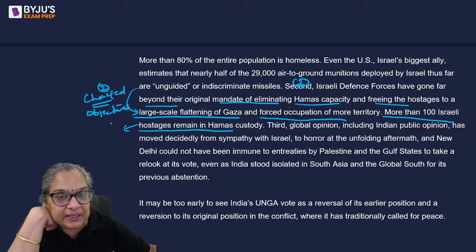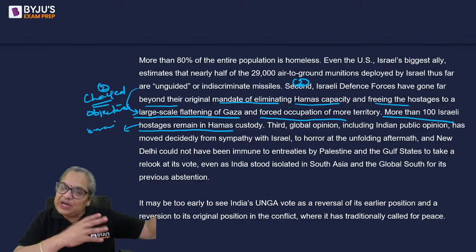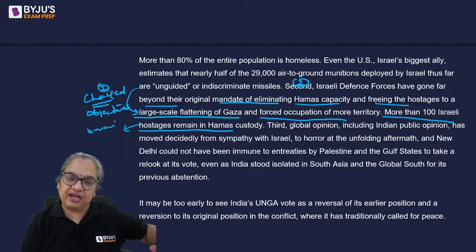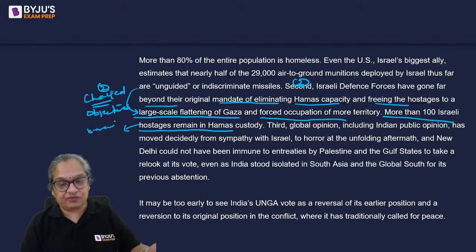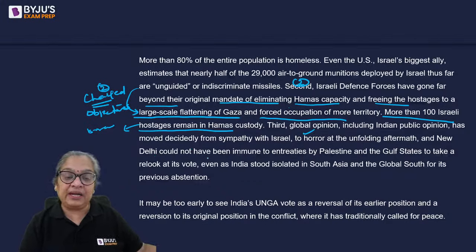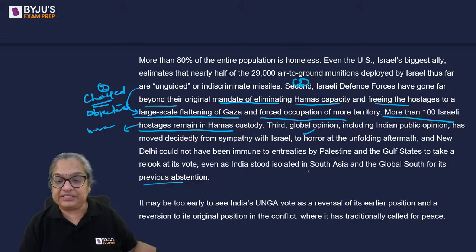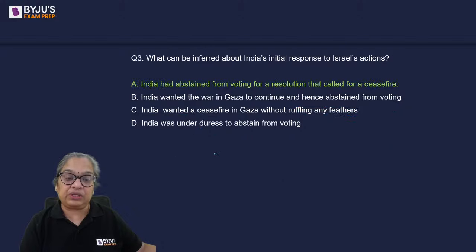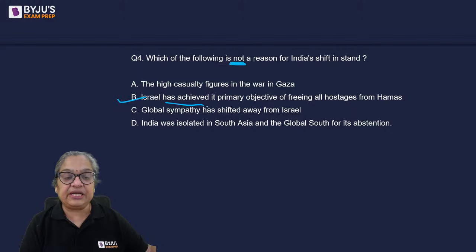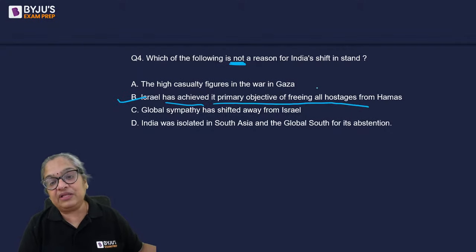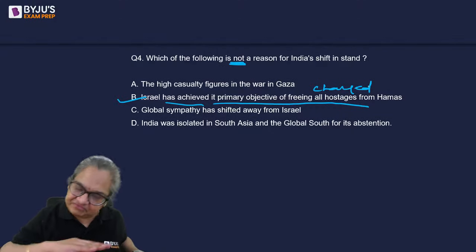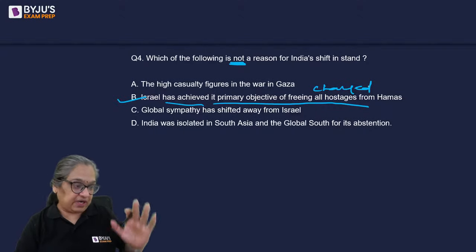So the reason India shifted its stand is not that Israel has freed all its hostages. It now seems to have lost interest in the hostages. It's gone from freeing hostages and eliminating Hamas, it's gone to the other objective of flattening Gaza and occupying territories in Gaza. And third, of course, is global opinion. And in that global opinion, India has faced flak, it was isolated in South Asia and the global south. So the reason is therefore that B is not a reason. It has not achieved its primary objective. The reason is Israel seems to have changed its objective from A to B. What is that? Finish, totally wipe out all the inhabitants of Gaza, and that is the reason.